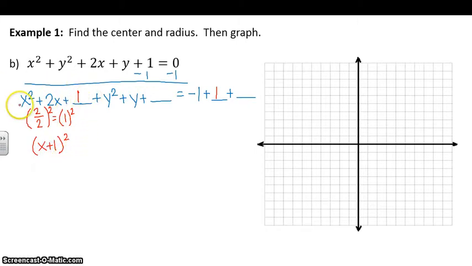So the x term, I completed the square: you take your b term and divide it by 2, and then square that number. So 2 divided by 2 is 1, 1 squared is 1. That tells you what goes in the parentheses, and then it's squared. Okay, so now let's do the other piece.